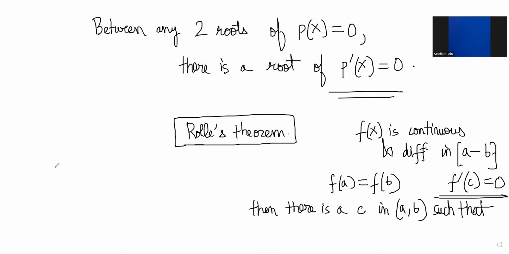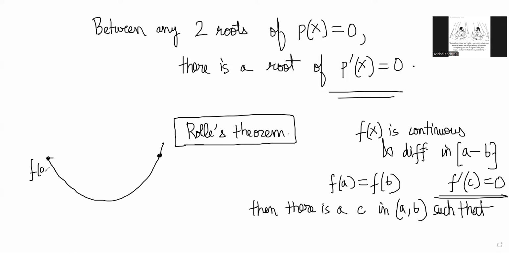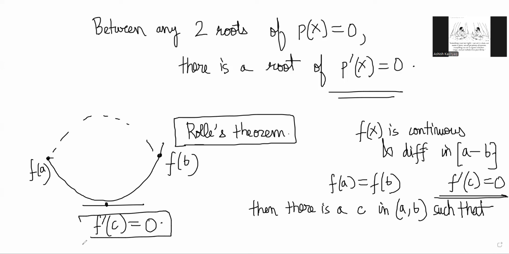Yes, sir. So what I'm saying is, anytime there is a function which is continuous and differentiable and the values of the function at two points are the same, f of a is equal to f of b, then the function has to turn: either it will go up and come down, or it will go down and come up. There will be a point where the derivative has zero slope. This is the c point. Correct?